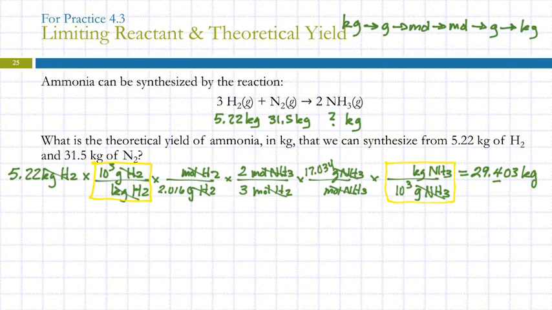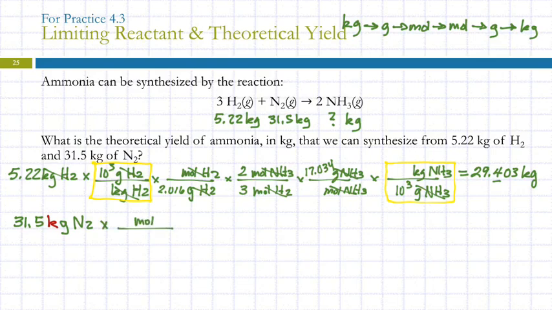I need to do another very similar calculation. So I'm going to start with the other ingredient, the other reactant, 31.5. I'm going to do the kilo business the other way this time. So that many kilograms of N2. And I made the kilo red because I'm not going to cancel it out. I'm going to just sort of put it aside, and I'm going to go grams to moles to moles to grams, and then the kilo will still be there.